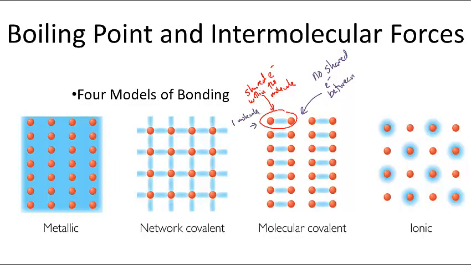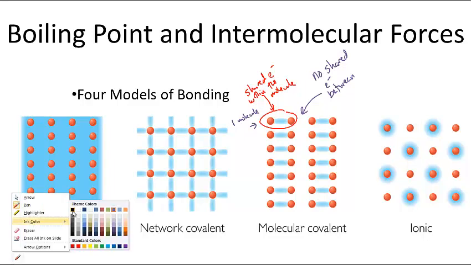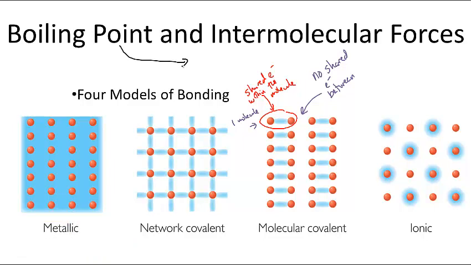So when you boil a molecular covalent substance, you do not break covalent bonds. You only disrupt the intermolecular forces, right? It's not like network covalent. You try to melt a diamond, you have to break those covalent bonds because all of the atoms are covalently bonded to one another. But when you have molecular covalent, those molecules can split apart from one another. All you're doing is breaking the intermolecular forces.